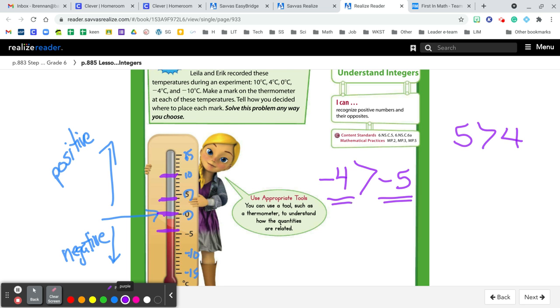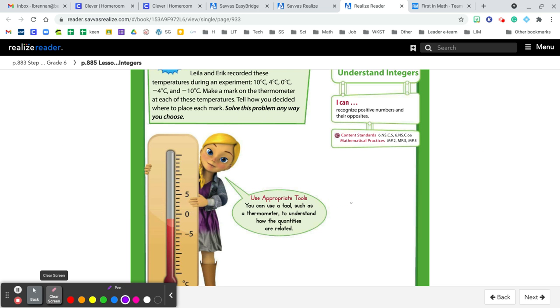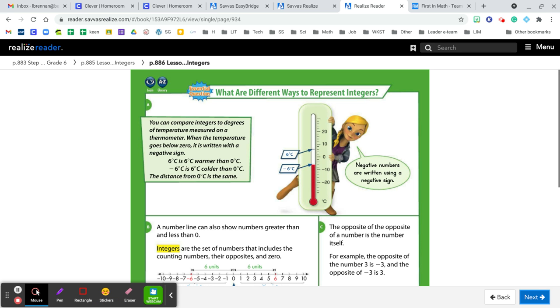And so that's starting with some information that might be familiar to you. Now let's move on. So what are different ways to represent integers? Numbers that are negative and positive altogether, we call them integers. Integers are negative or positive values. You can compare integers to degrees of temperature measured on a thermometer. When the temperature goes below 0, it is written with a negative sign.